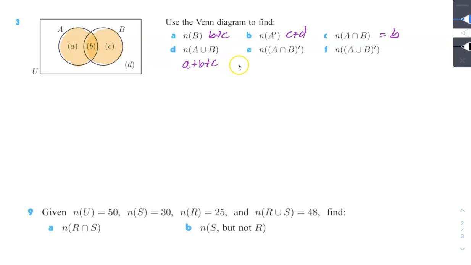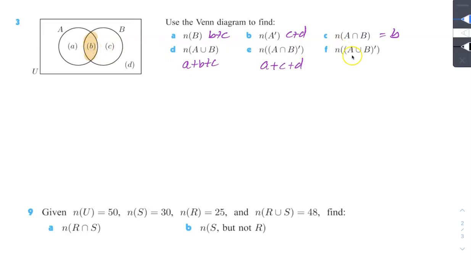The next one's interesting, right? So it's A intersection B, but then not. So let me erase this so we can talk about it. A good way to do this is, what is A intersection B? That's this thing, right? They want not that. They want everything else. So I'm basically going to take this, not include the B. So it's everything else. It's A, it's C, and it's D. Because the only thing I don't want is the intersection.